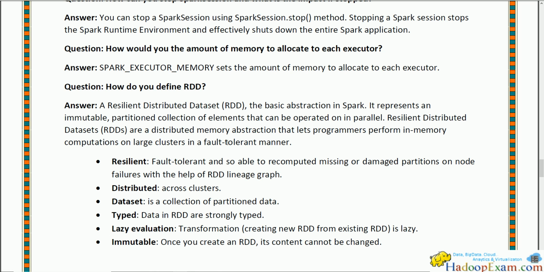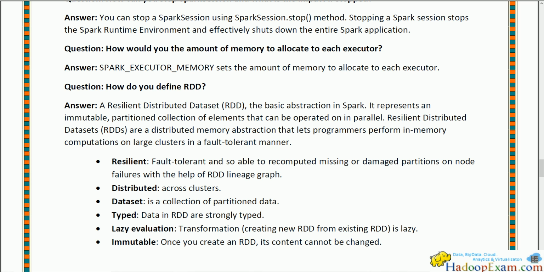Question: how do you define RDD? Answer: a Resilient Distributed Dataset, RDD, is the basic abstraction in Spark. It represents an immutable, partitioned collection of elements that can be operated on in parallel. RDDs are a distributed memory abstraction that lets programmers perform in-memory computations on large clusters in a fault-tolerant manner. Resilient: fault-tolerant and so able to recompute missing or damaged partitions on node failures with the help of the RDD lineage graph. Distributed across clusters.